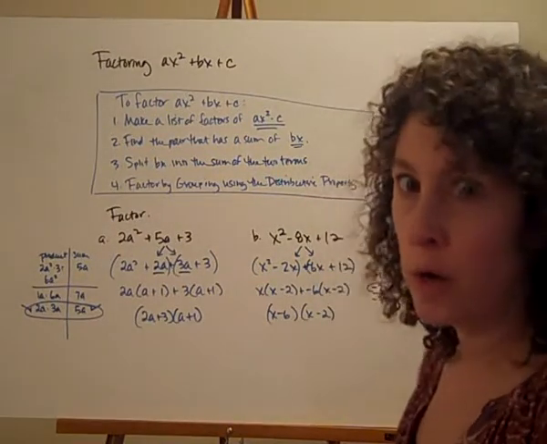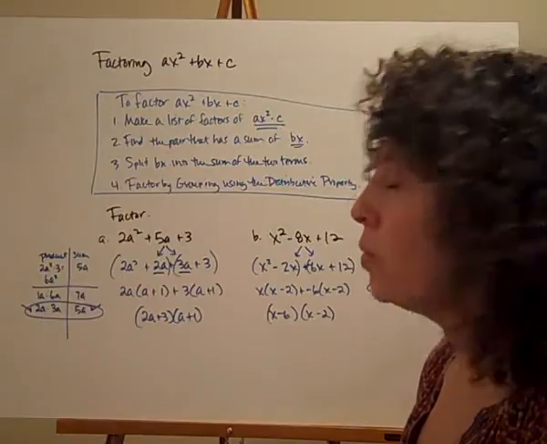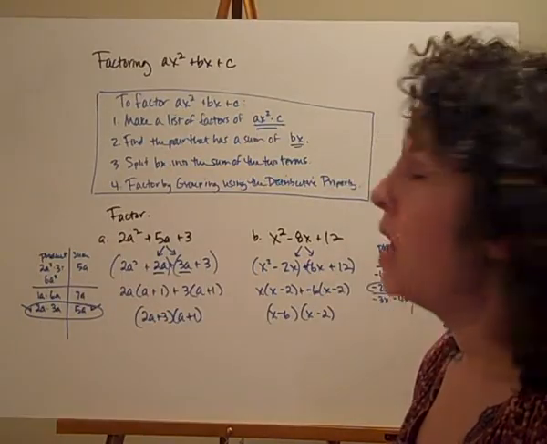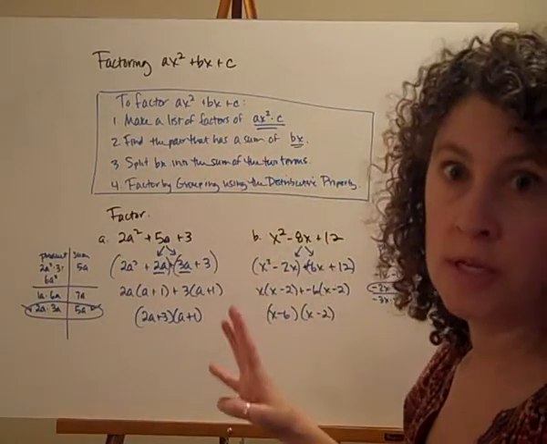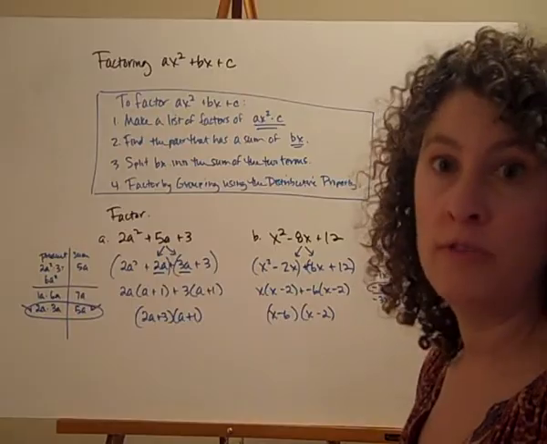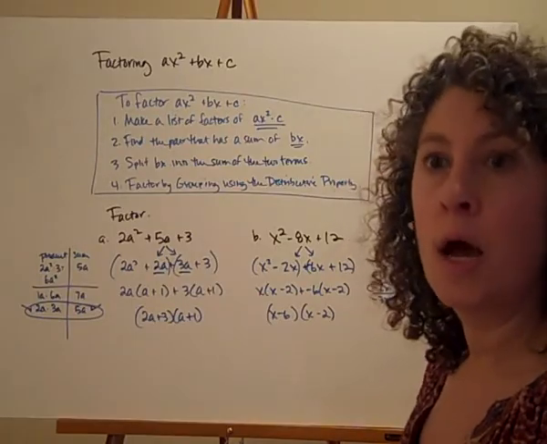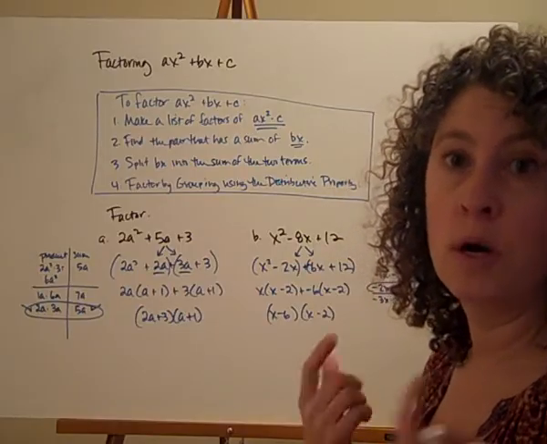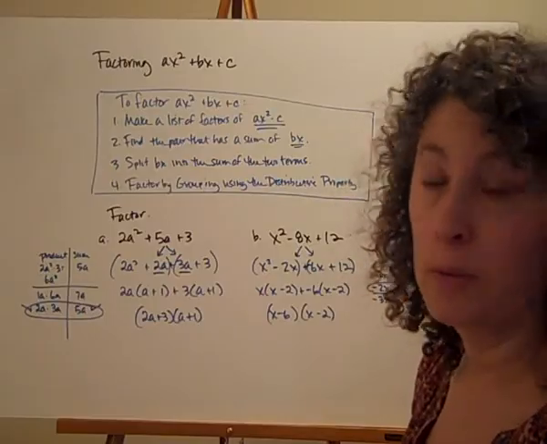Factoring ax squared plus bx plus c. So far we've factored binomials, trinomials, and polynomials with 4 terms by looking for common factors. We should always do that first. And then if we couldn't do anything more than that, if I have 4 terms, I can break them up, pair them up, and look for a binomial times a binomial.